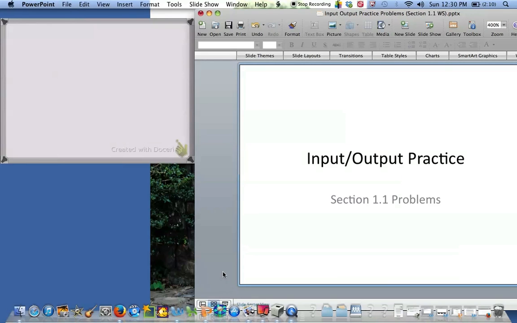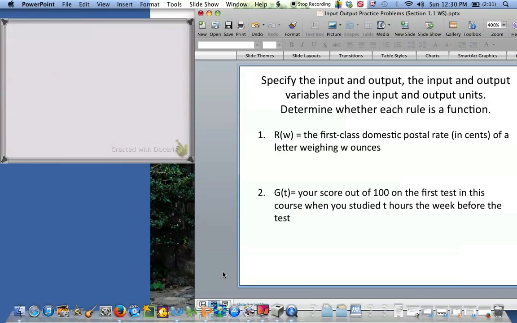So let's take a look at a couple modeling examples and decide what the input and output is and if it's representing a function. So in problem 1, it's talking about the weight of a letter and how much it's going to cost you to mail that letter. Obviously, the heavier the letter, the more you're going to spend. So there's a function that represents the cost depending on the weight. So we need to decide what is our input and what is our output.